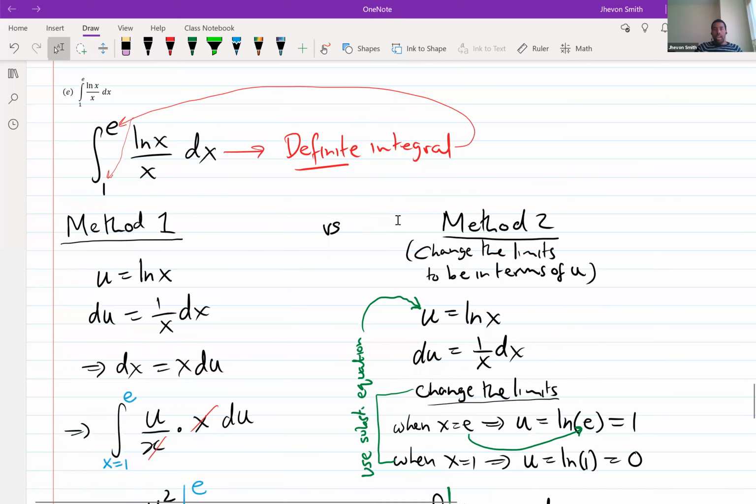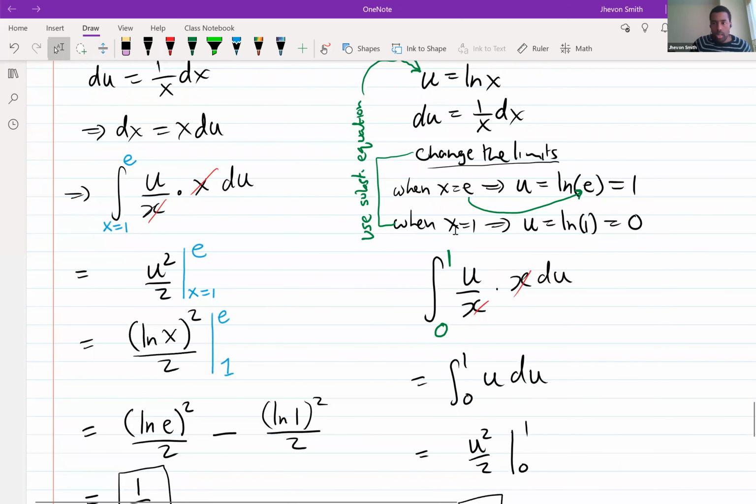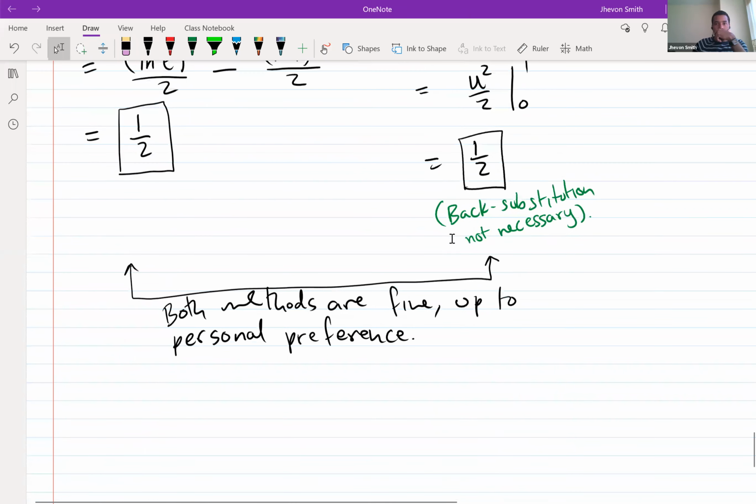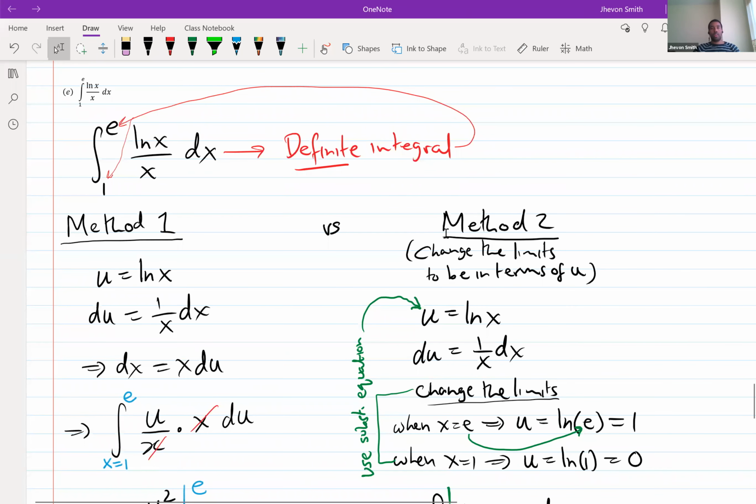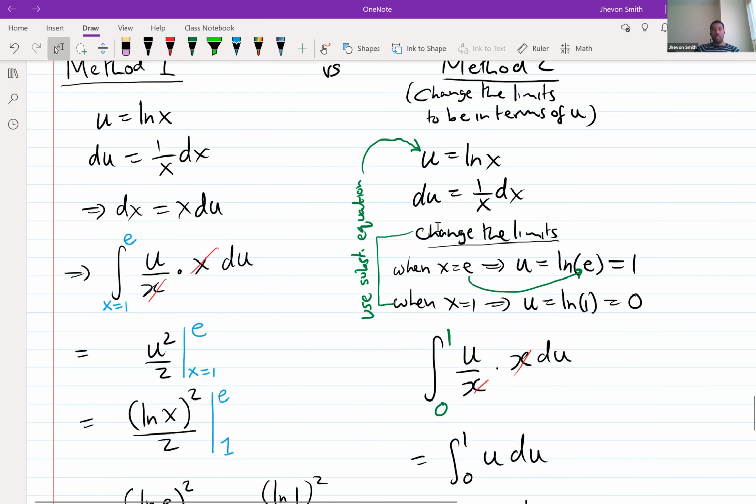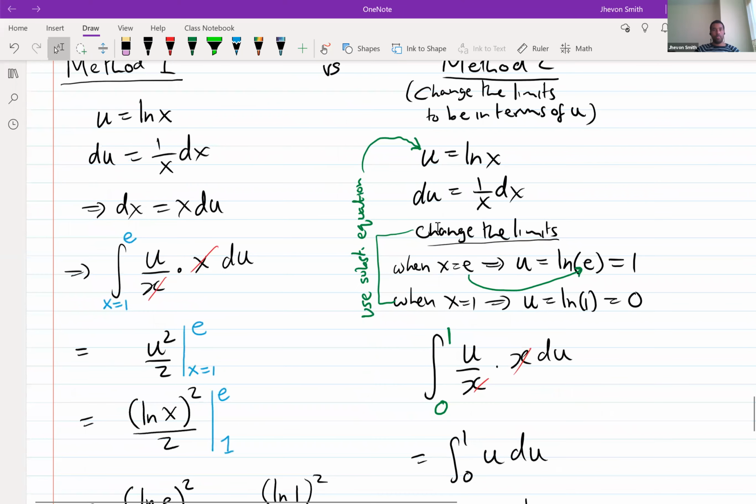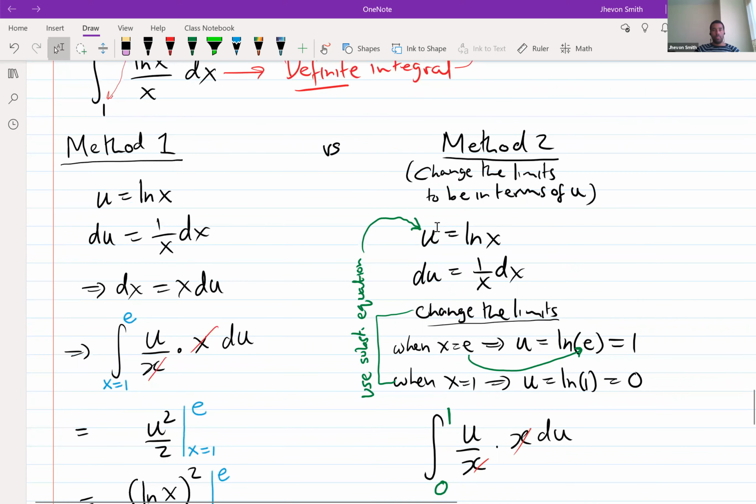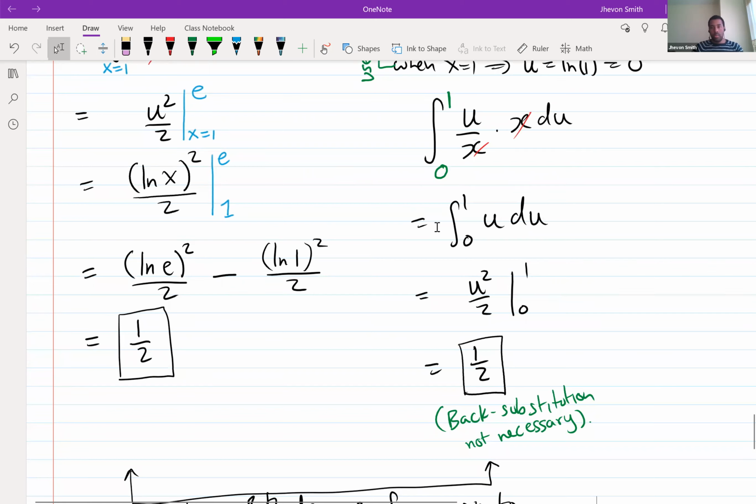Now, any questions on either of these or what we were doing here? Are we good? Or questions? Comments, concerns? Okay, we're going to move on then.